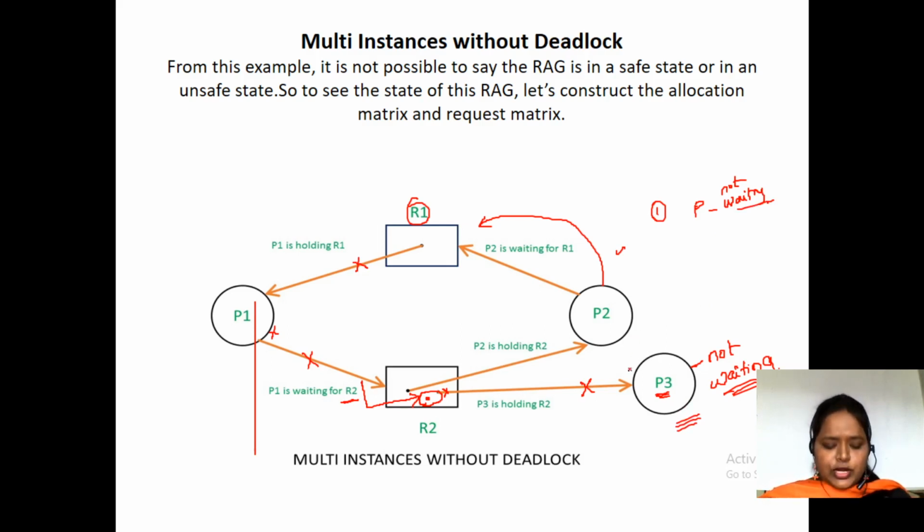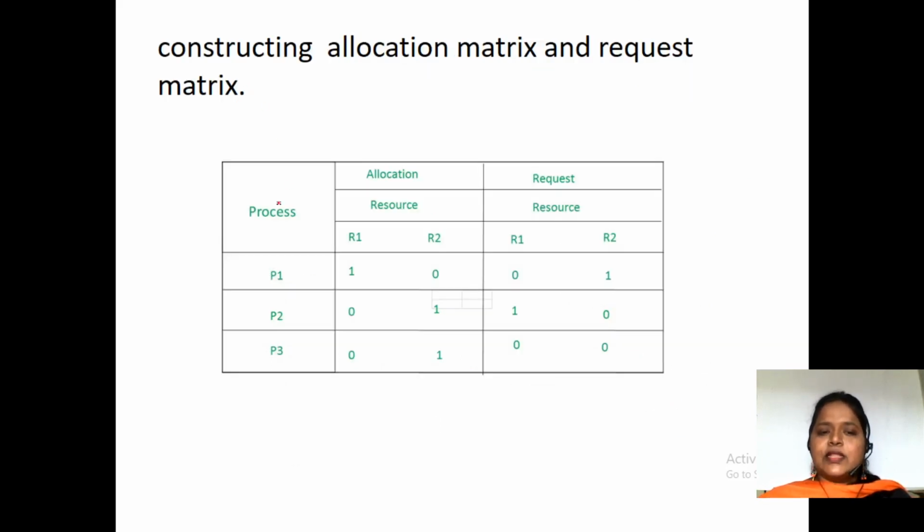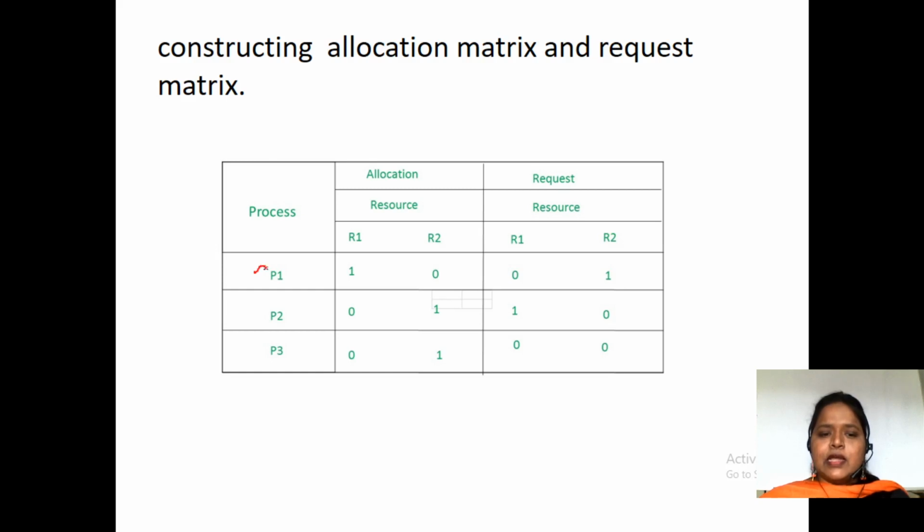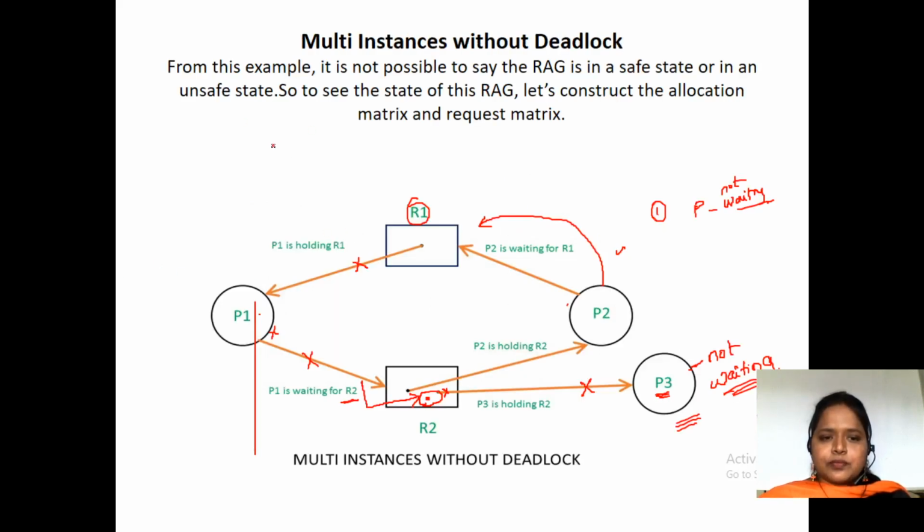Now how are we going to make a table? So here in this table, the processes: P1, P2 and P3 are the processes. So we have written P1, P2 and P3. Next, allocation resource and request resource. Now allocation and requesting: allocation of R1 and R2, and requesting of R1 and R2.